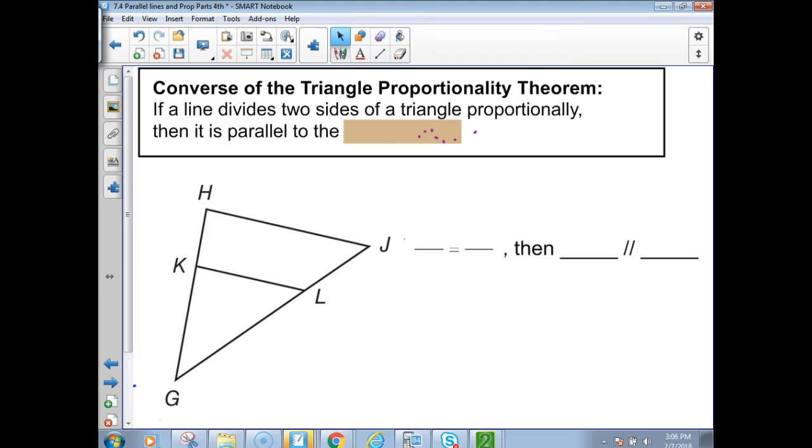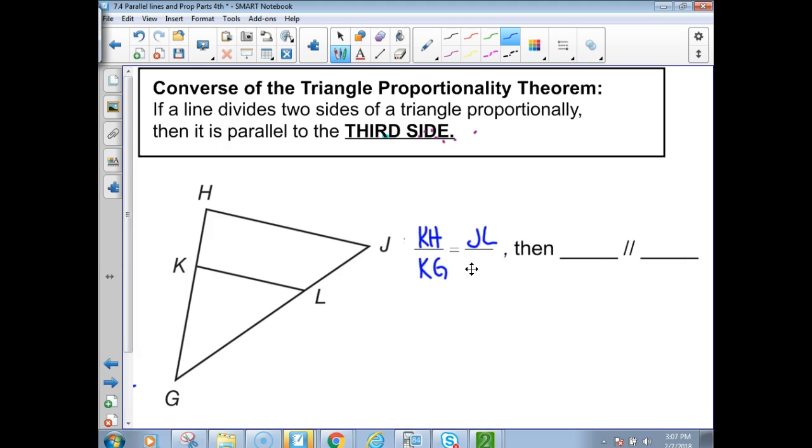The next part is the converse, which we discussed already, and you might want to add it to your sheet. It says that if a line divides the triangle proportionally, then it's parallel to the third side. So we can prove some things are parallel by the converse. If KH is to KG as JL is to LG, then KL is parallel to HJ.